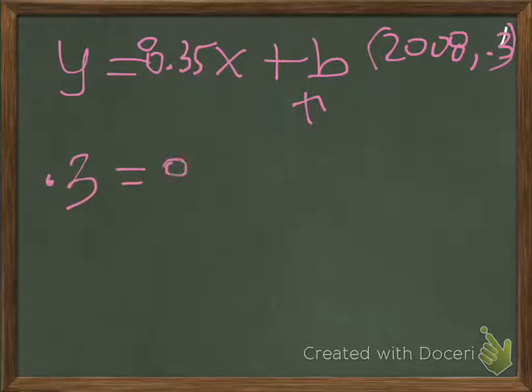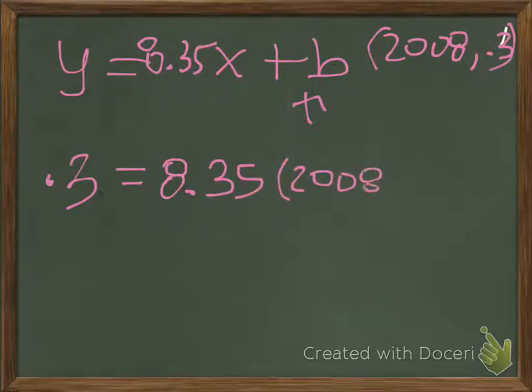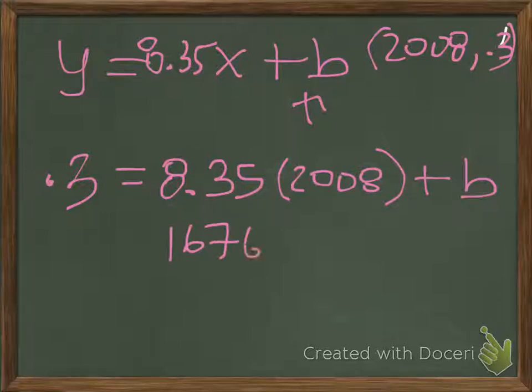And then our x is 2008. And we're solving for b. So 8.35 times 2008 gives me 16,766.8.